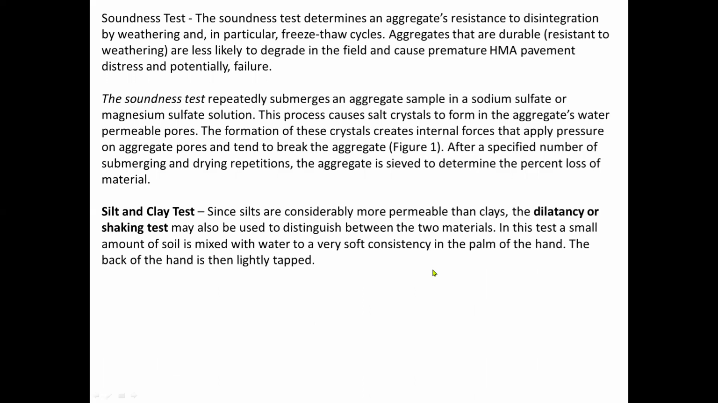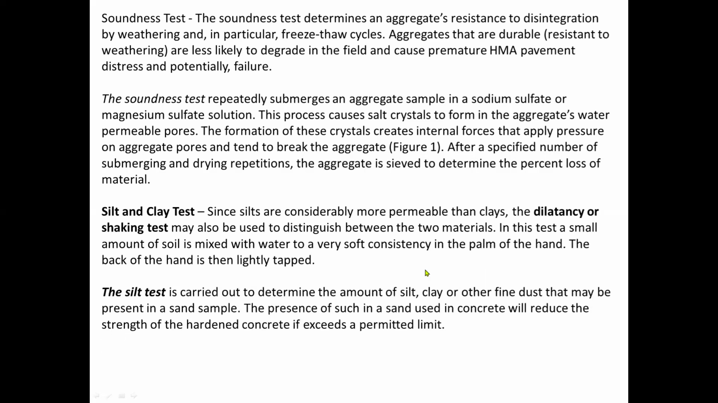Silt and clay test. Since silts are considerably more permeable than clays, the dilatancy or shaking test may also be used to distinguish between the two materials. In this test, a small amount of soil is mixed with water to a very soft consistency in the palm of the hand. The back of the hand is then lightly tapped. The silt test is carried out to determine the amount of silt, clay, or other fine dust that may be present in a sand sample. The presence of such in a sand used in concrete will reduce the strength of the hardened concrete if it exceeds a permitted limit.